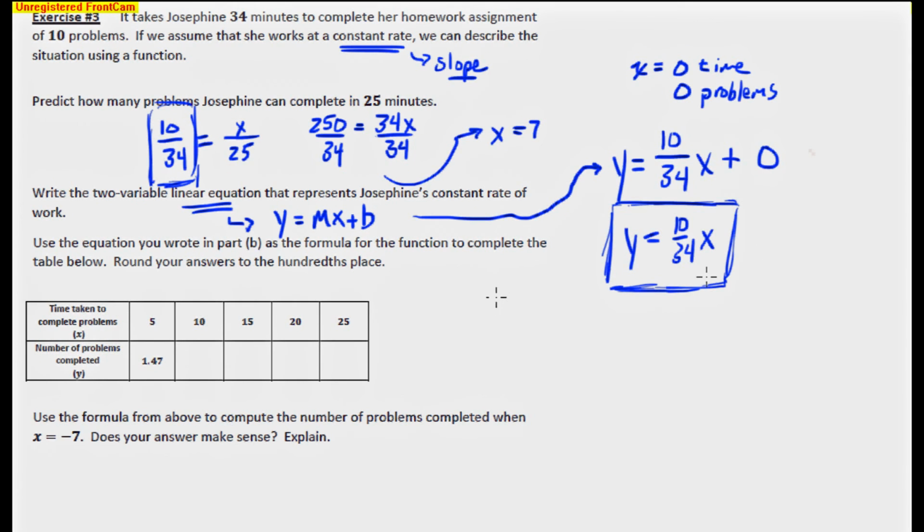The last part says use the equation you wrote in part B, so that would be this one right here, as a formula or a function to complete the table below. So we want to know, what if she takes 10 minutes? Once you have this formula, this is why functions are so great. It's really plug and chug. Plug the numbers in and chug out the answers. So if she takes 10 minutes, we're going to plug in a 10 right there. And if she takes 15 minutes, we're going to plug in a 15 into this formula or function.